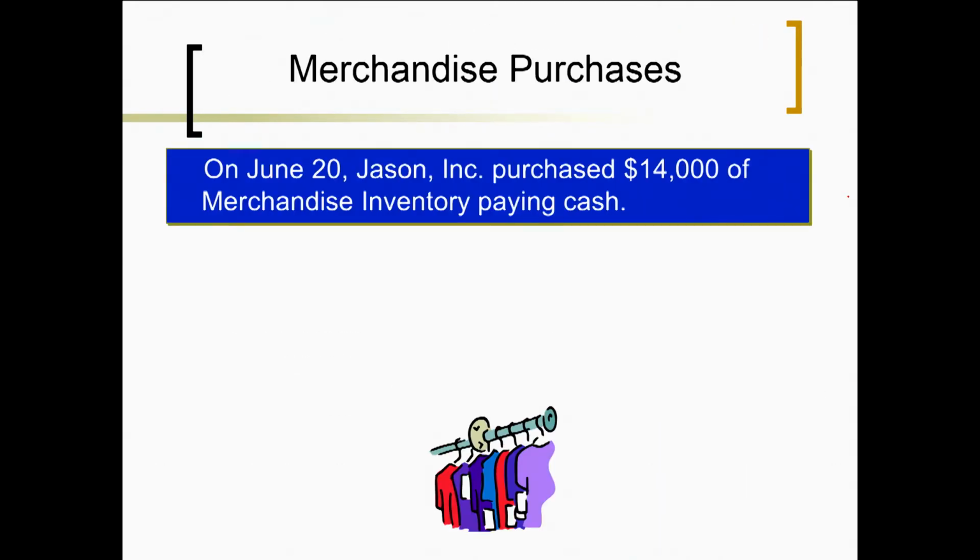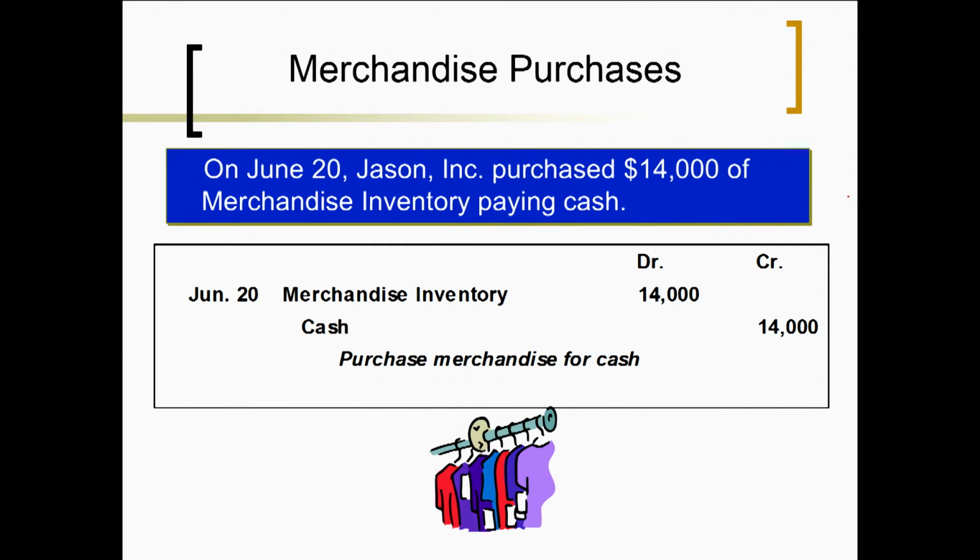Let's start looking at some journal entries for the purchase cycle, okay? On June 20, Jason Inc., that's us, we purchased $14,000 of merchandise inventory paying cash. So we're the retailer here, we're the merchandiser. We purchased $14,000 of merchandise inventory from our manufacturer. Eventually, we're going to sell that to our customers, but that's not today. That's next period. So the journal entry we make is this right here.